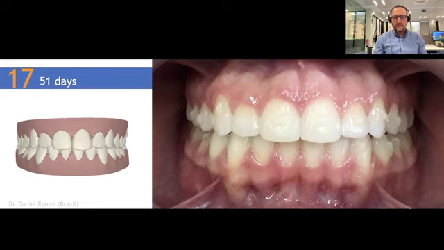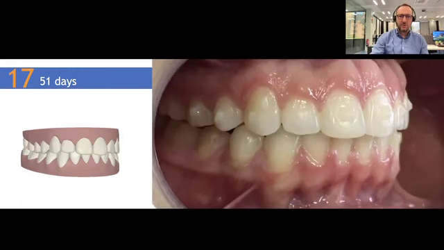And here, after the 17 aligners, we got the result in 51 days. I was super surprised. The mother was excited. The patient was very happy, because we could finish these 17 aligners with a lot of collaboration from her, but also because of these strategies, in 51 days.